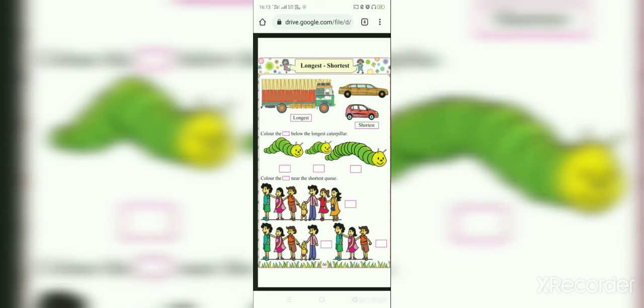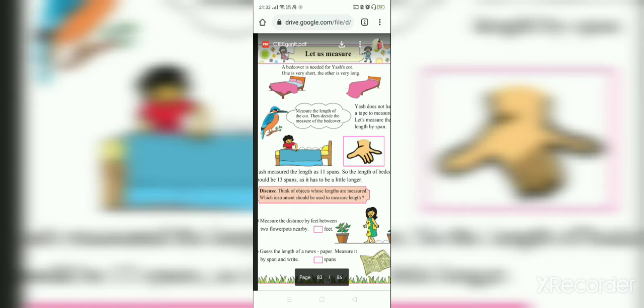is the shortest cube. Color the shortest cube. So you have to color the shortest cube. Now which is the short cube? See, 1, 2, 3, 4. Fourth cube is short. So let's start our next lesson.